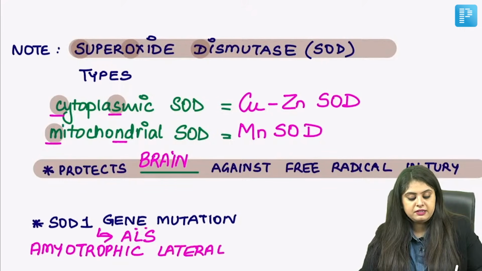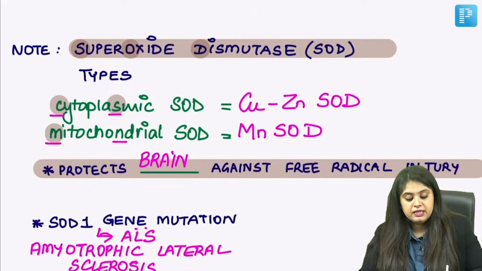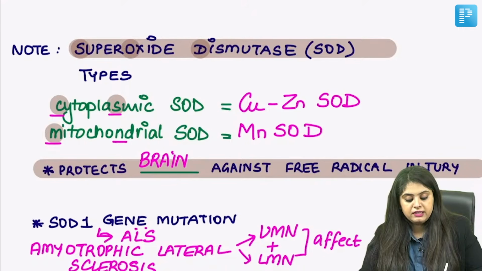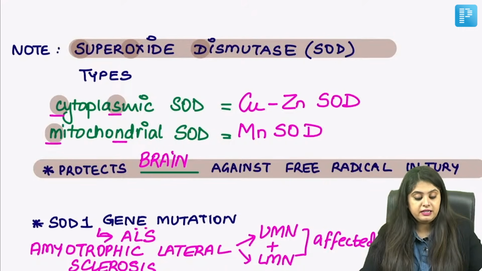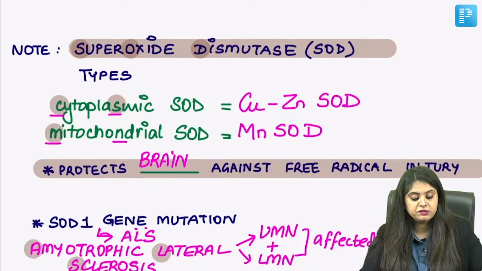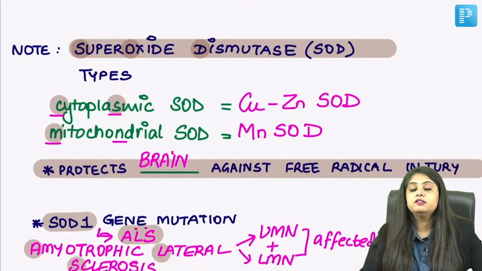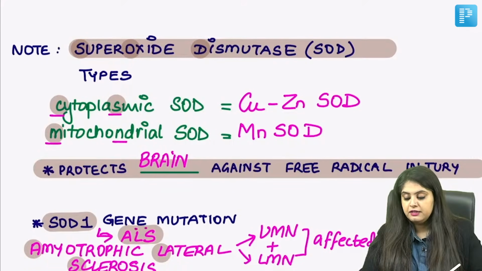Amyotrophic lateral sclerosis. Basic about it I can tell you because you have read physiology. It is a disease of upper motor neurons as well as lower motor neurons. So both are defected. Both the upper motor neurons and the lower motor neurons are affected. It is amyotrophic lateral sclerosis, ALS, which is because the brain does not have its main protector, that is the SOD1 gene. Finally, we are done.